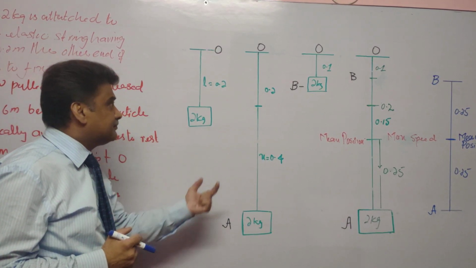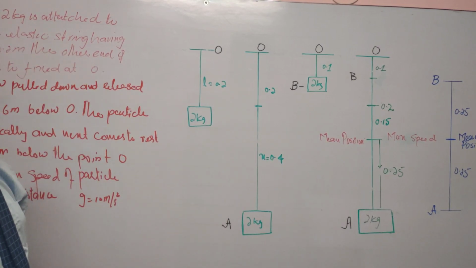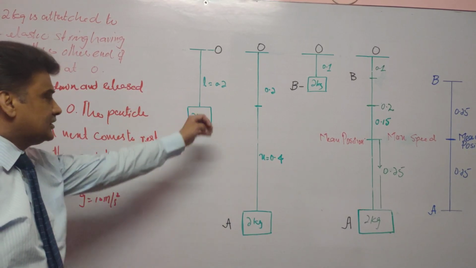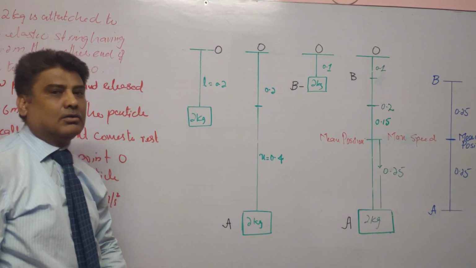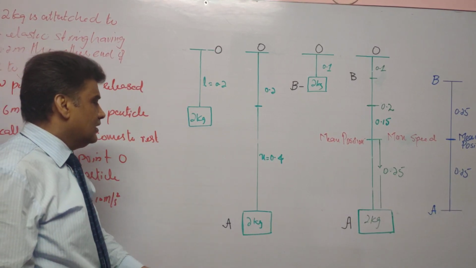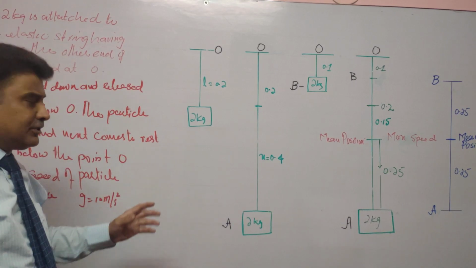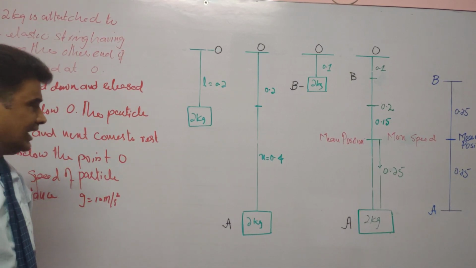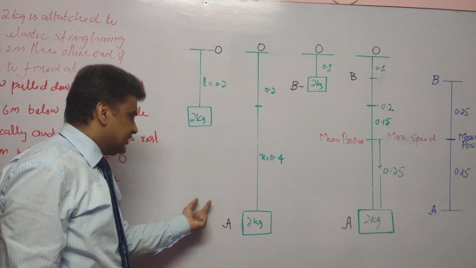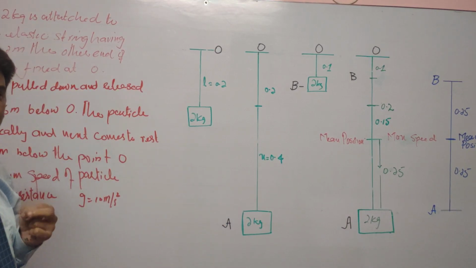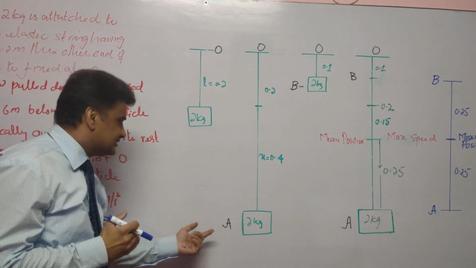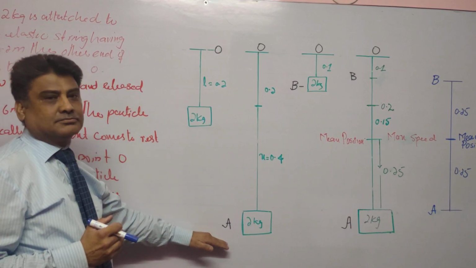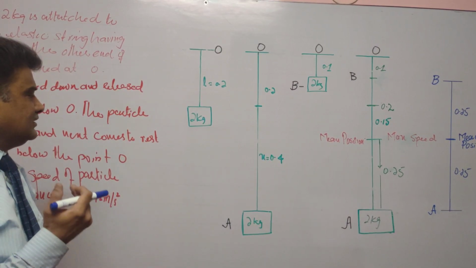At this point, the gravitational potential energy of this particle will be equal to 0 because the value of h is 0. But the elastic potential energy of this particle will be maximum at this point. Actual motion does not start here, but the elastic potential energy at this point will be maximum. How is it possible? We will explain.